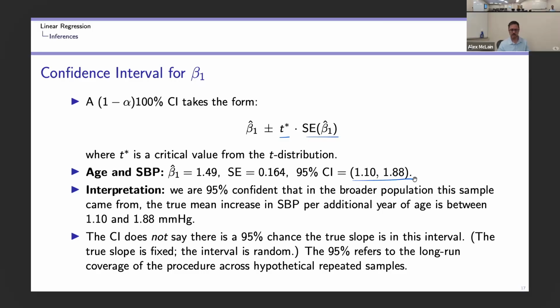The confidence interval doesn't say that there's a 95% chance that the true slope is in that interval. The true slope is fixed. It's either in the interval or it's not. So the 95% really refers to if we did this same thing a whole bunch, if we did it 100 times and we got 9 new subjects each time, about 95 of those would actually contain the true value.